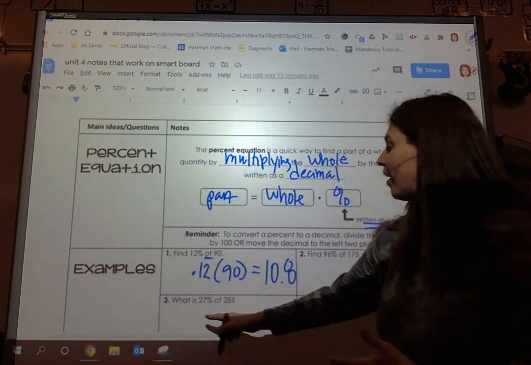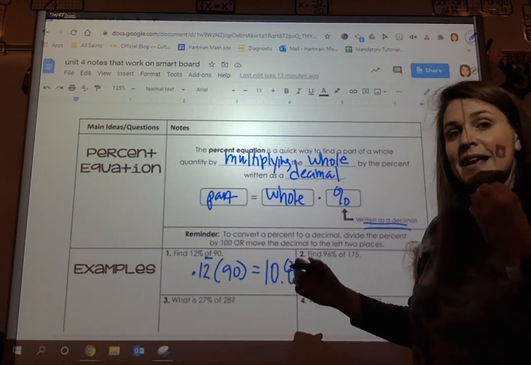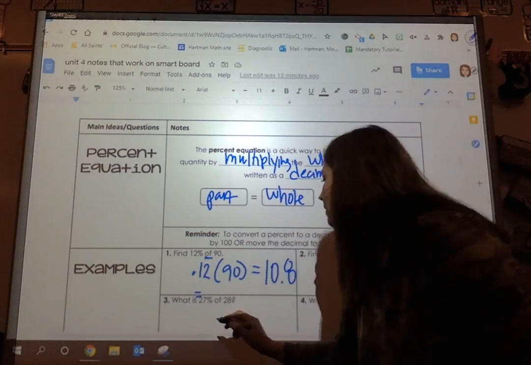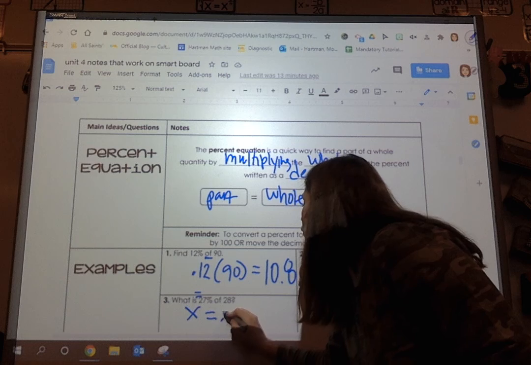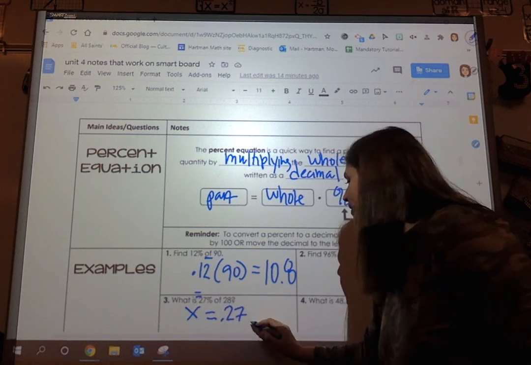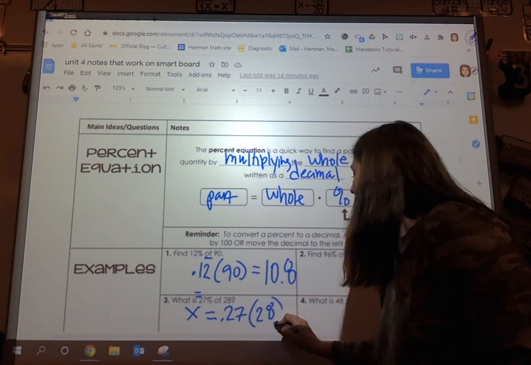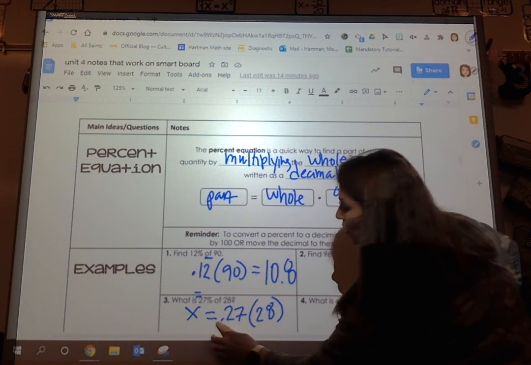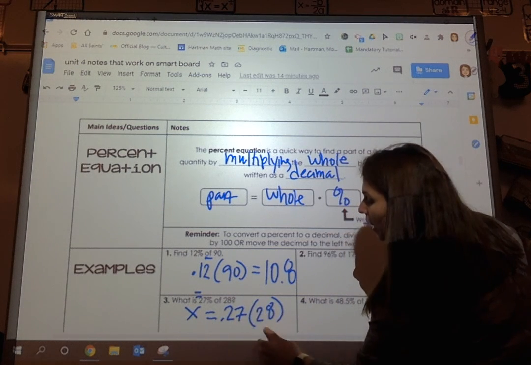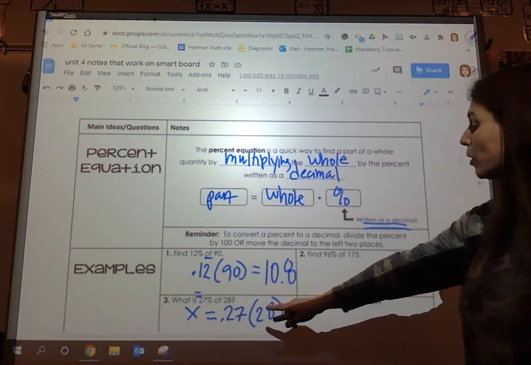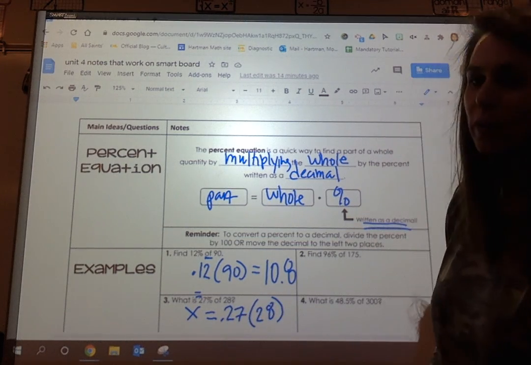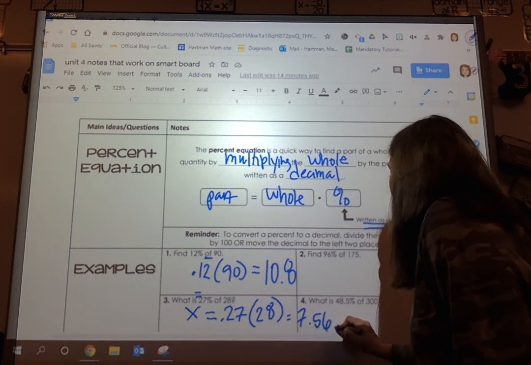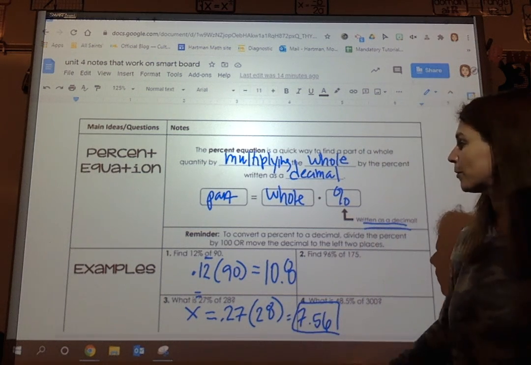Okay? Now, I love this right here because is means equal. So it's saying what? What is my x? What is 27% written as a decimal of 28? That is a literal translation. What is 27% of 28? And so when I multiply 0.27 times 28, I get 7.56. And that's my answer. Okay?